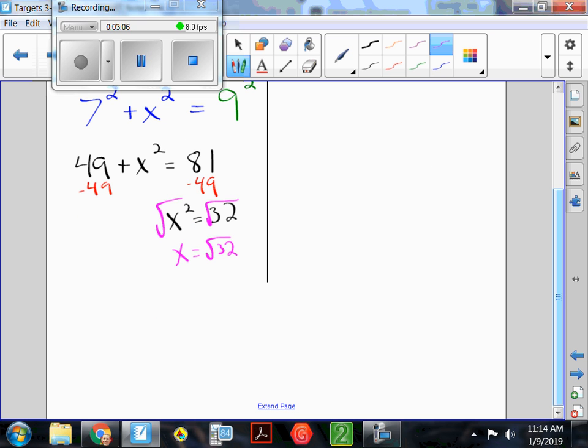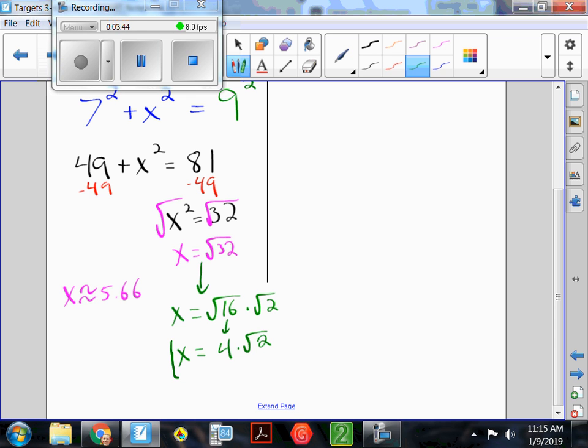Now with my calculator, I can find out the decimal that goes with the square root of 32 is going to be 5 point something. The square root of 32 is approximately 5.66, which is good to know as the number value, to see where it's at. But what we also learned in class is how to simplify the square root. So from here, I could say that x is equal to the square root of 16 times the square root of 2. The square root of 16 reduces to 4. And so 4 root 2 is the exact answer.